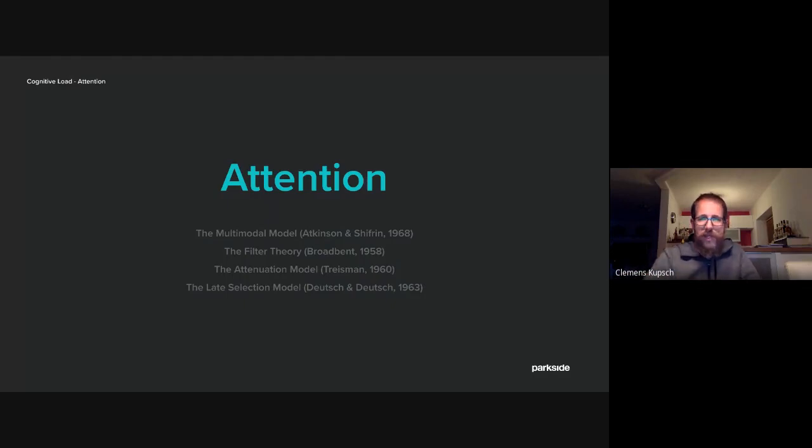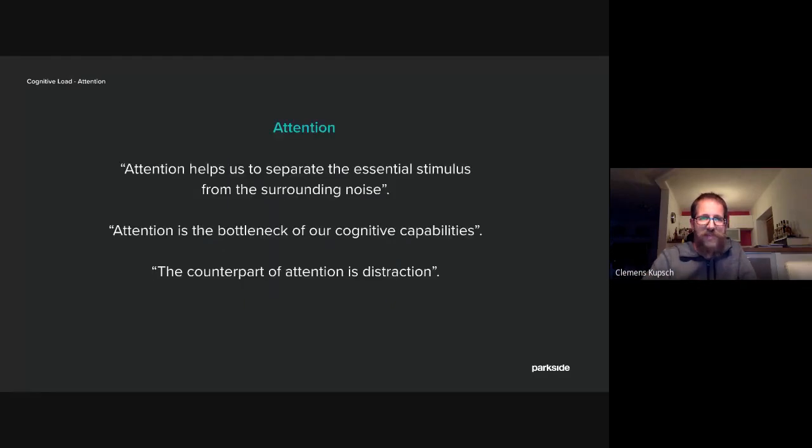And here are some quick and easy findings in regards of attention that sum all the things up. For example, attention helps us to separate the essential stimulus. Could be that it's something we are willfully doing. We want to focus on, I don't know, our homework, our studies, whatever, and separate it from the surrounding noise.